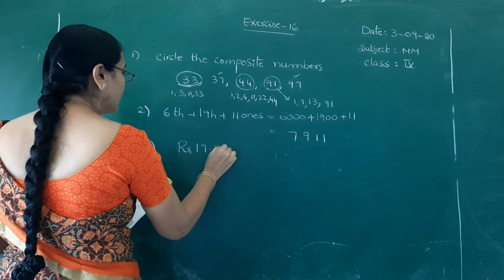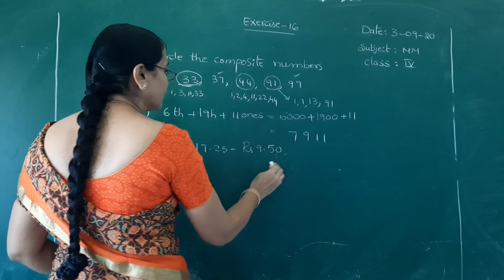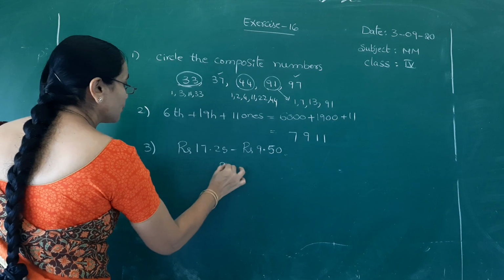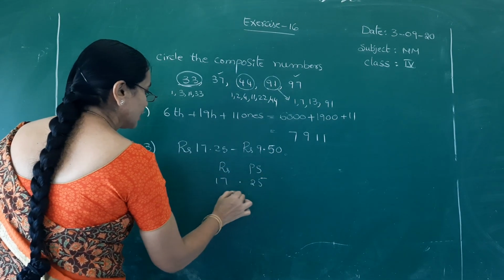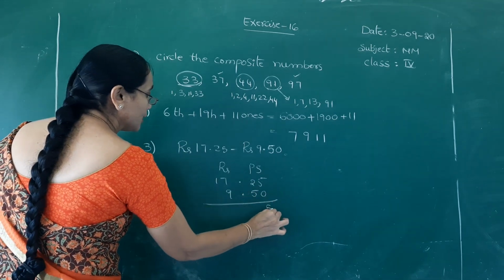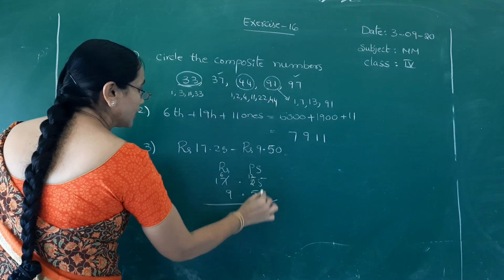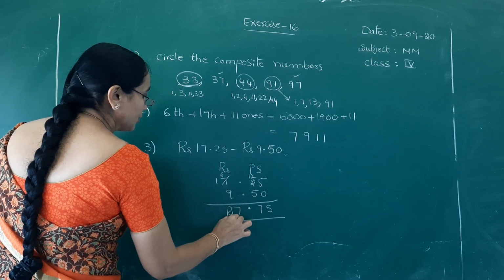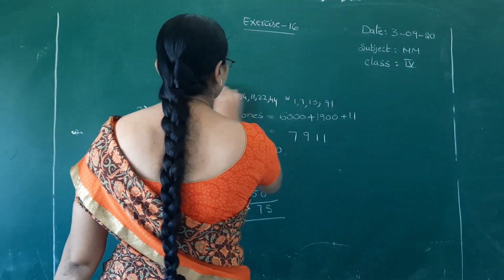See the third problem. Rupees 70.25 minus rupees 9.50. So they are asking to subtract these two amounts. We have to keep rupees and paise. 17 rupees 25 paise, 9 rupees 50 paise. Subtracting 5 minus 0, 5, and you have to take a borrow from here. So it is 12, 12 minus 5, 7, 16 minus 9, that is 7. How much is it? 7 rupees 75 paise. Okay, see the next problem.